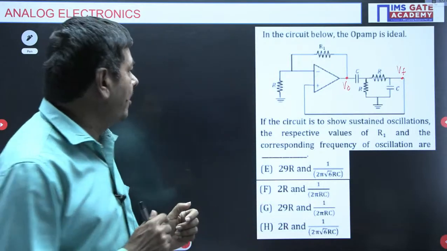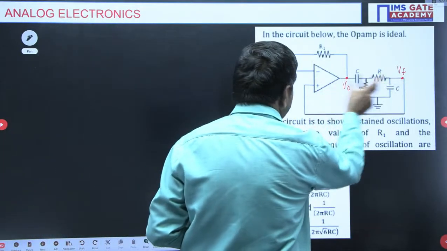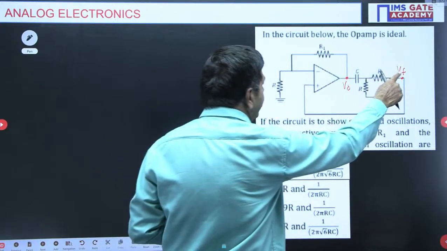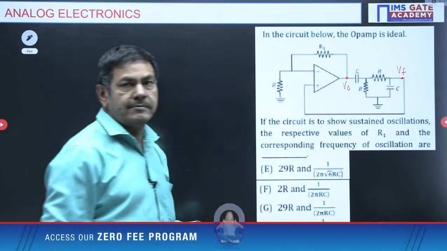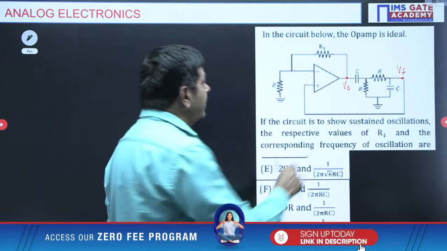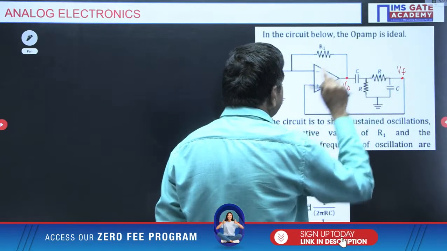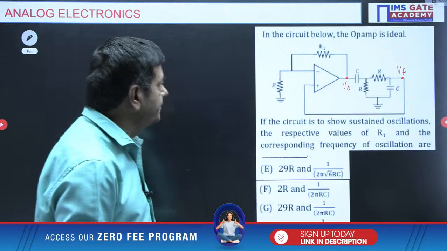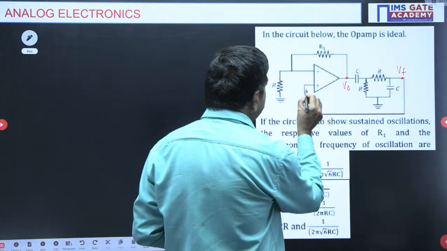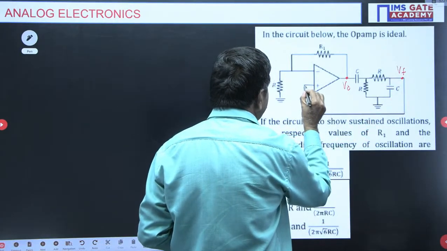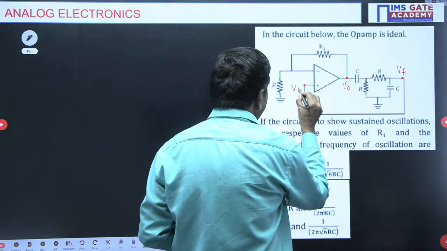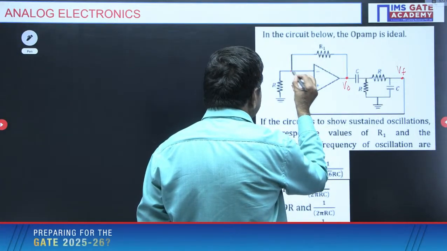Separately I want to draw this feedback network. VF by V0 is nothing but the beta value. You will get it here. And this potential is again VF only, the same VF. And at this point the same VF is possible.